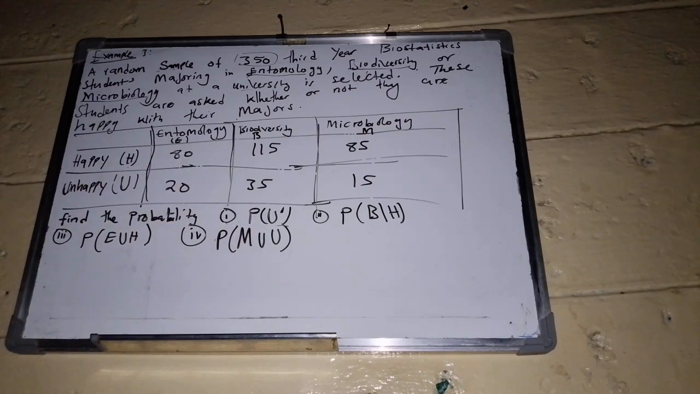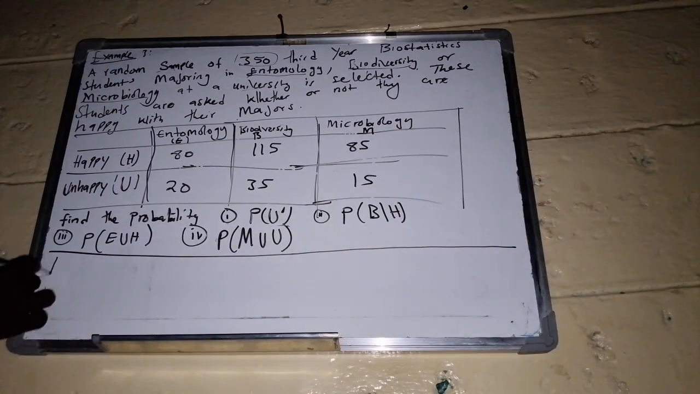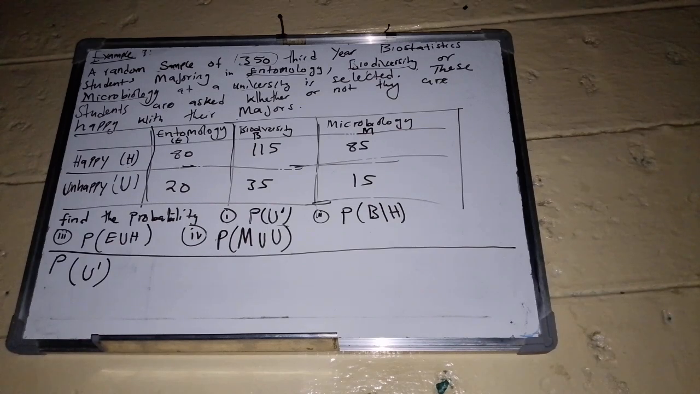So to those who are even faster, if you are brilliant, you could have paused the video and solved them, then later compared the solutions. So we are starting with the first one, the probability of U prime. In this case, it is the complement of U.